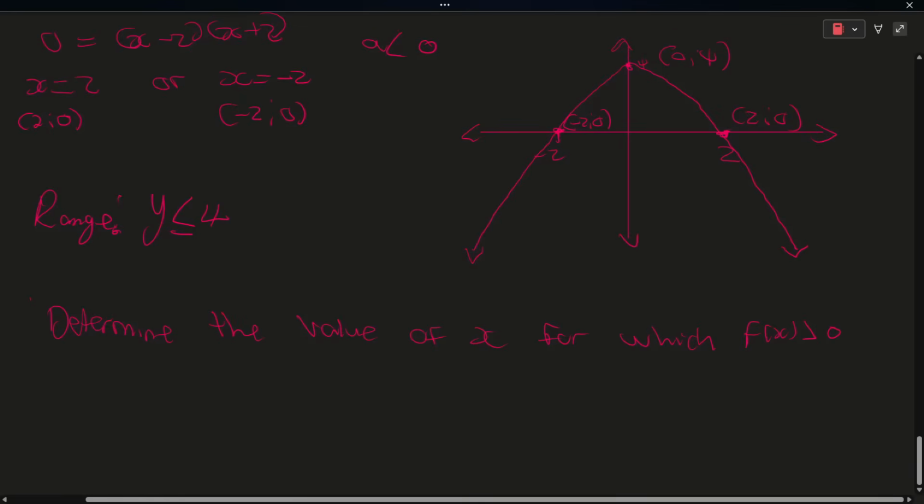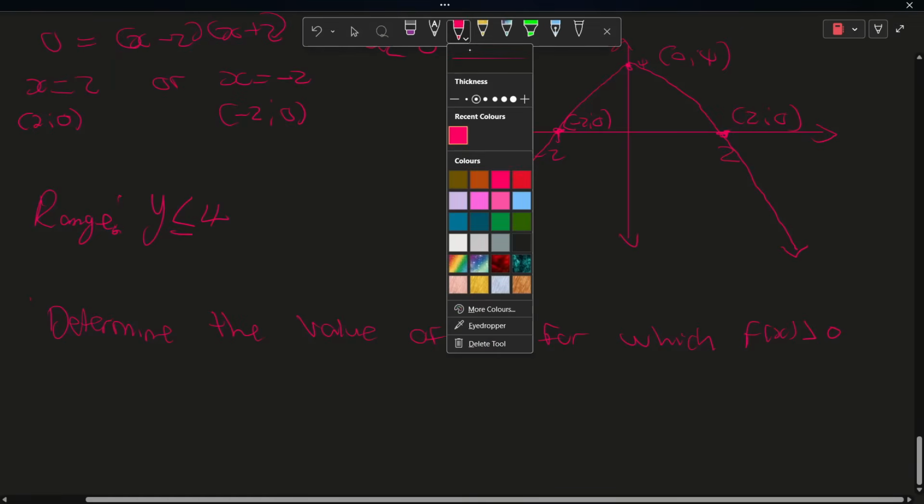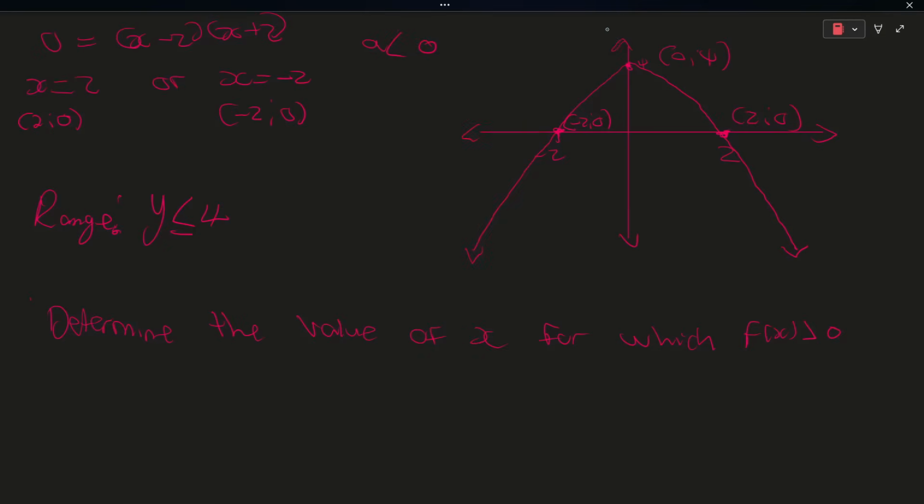Here, greater than 0 is where the graph is above. Starting from this point, you see this part, the graph is above the x-axis. So they want the coordinates where the graph is greater than 0, where the graph is above. My point of reference is what, guys? It is the x-axis. And you know this line is the x-axis.